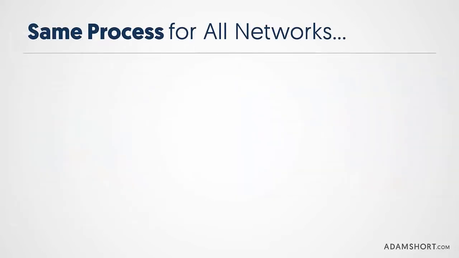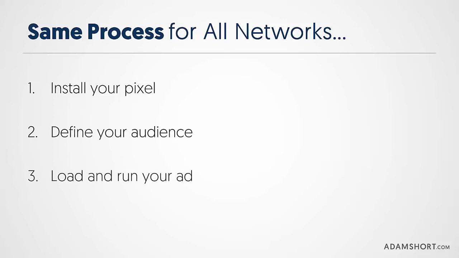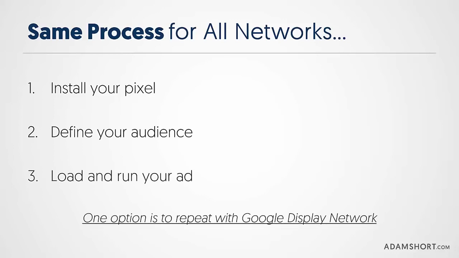So this process that we just went through with Facebook is the same for all the platforms we've talked about in this video. You would simply install your pixel, define your audience, and load and run your ad. So again, one option at this stage, if you've set up a Facebook retargeting campaign to capture leads, is to set up the same campaign, but do it through the Google Display Network. That way you can move beyond Facebook and tap into a much larger pool of advertisers and get much, much closer to full web coverage.